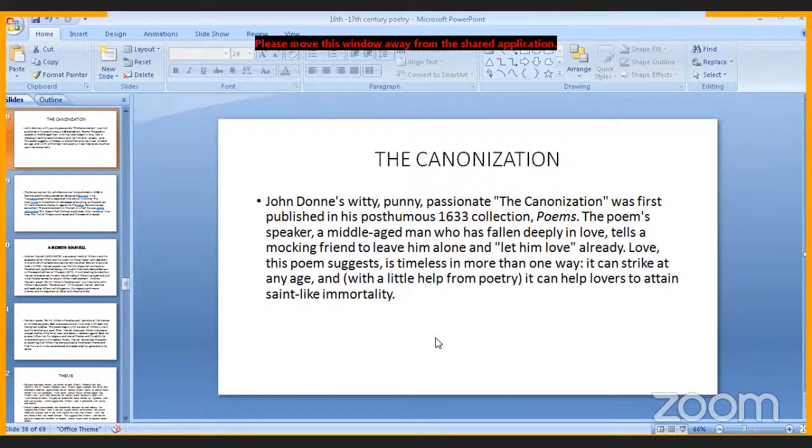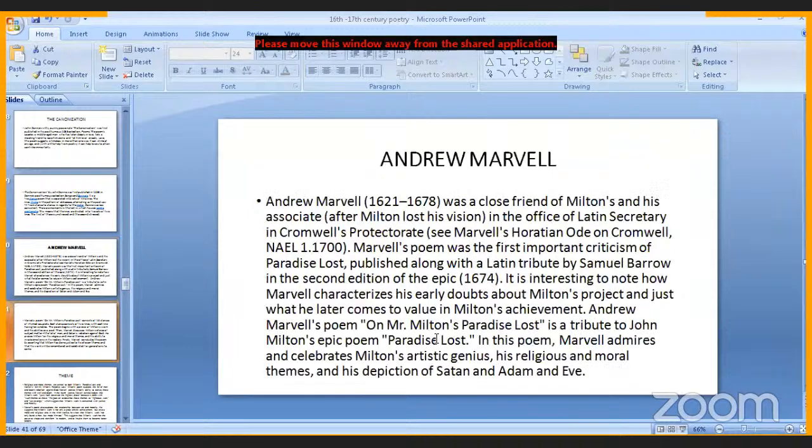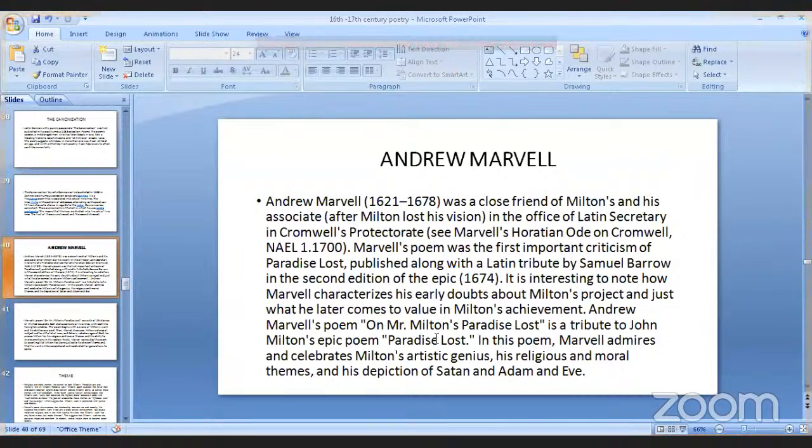So here we come to Andrew Marvell. He has written on Mr. Milton's Paradise Lost. Okay, Mr. Milton's Paradise Lost by Andrew Marvell.